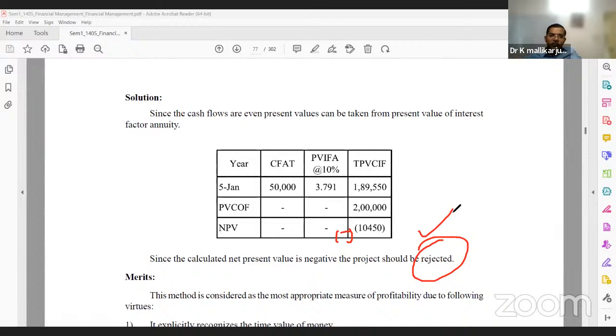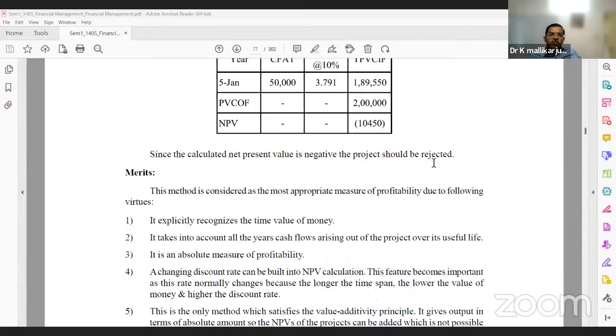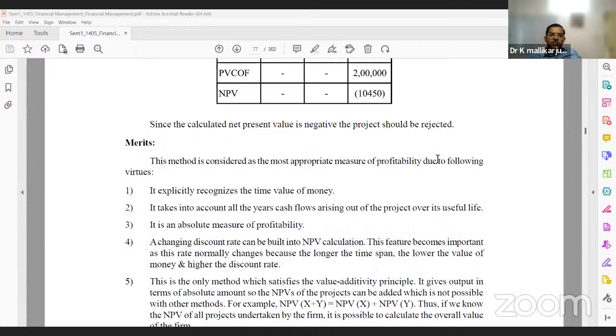Okay, you have a doubt, sir. Earlier we took these 0.909, 0.826 values, but we are not taking them here. Why are we not taking them here? Because we take the cumulative value. Why? Because the cash flows are the same for all the years. If the cash flows are similar, we can go for table A4; otherwise we go to table A3 values. We'll see that.